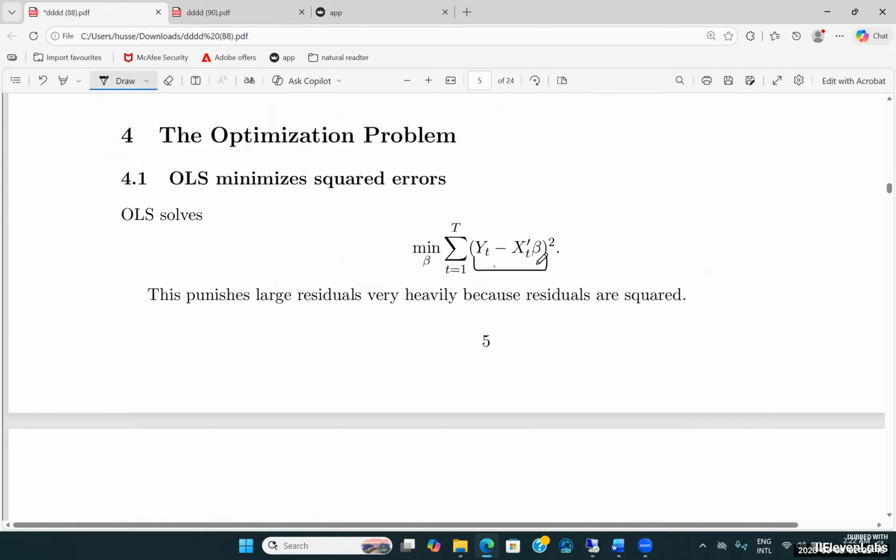So the idea here is that we need to have the best fit model. We will draw a line where the error is as small as possible. So the OLS approach essentially involves minimizing the value of the squared error term.